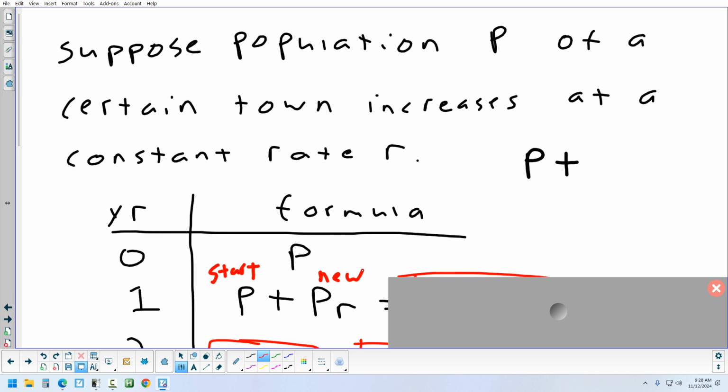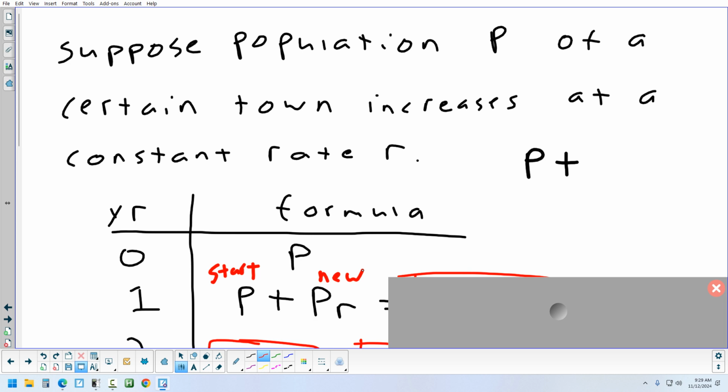What do those both have in common? P. So what could we do then? Factor it. If you factored out the P, what would you be left with? R. What would be your whole expression? P times R.